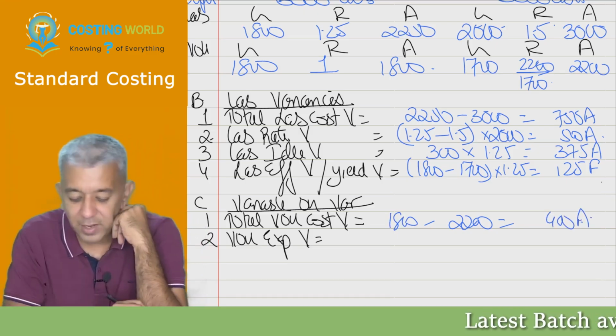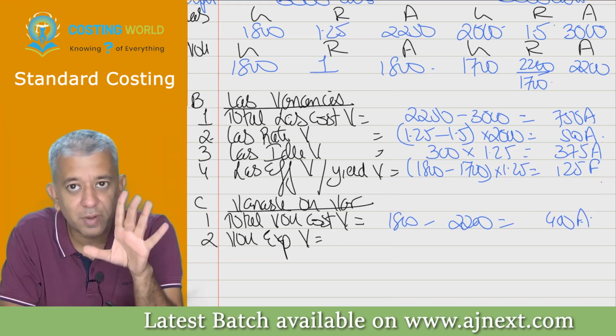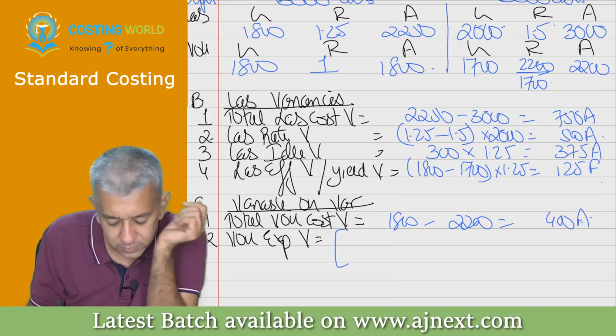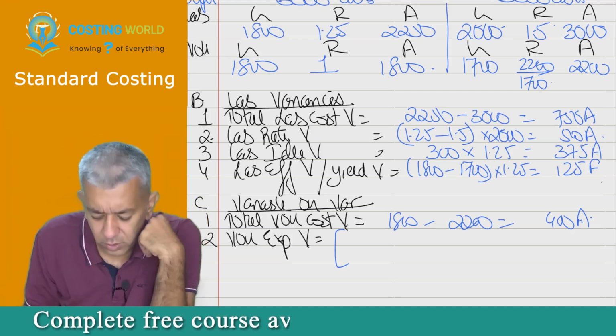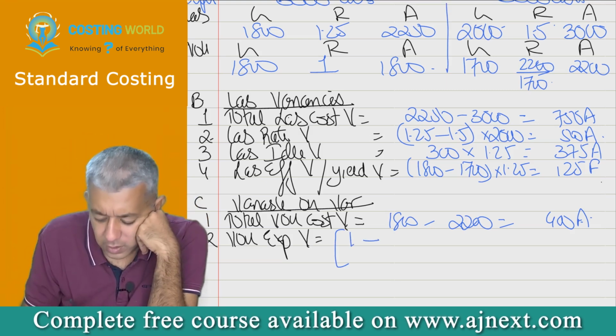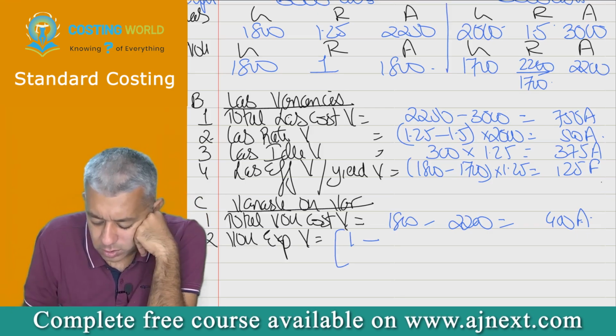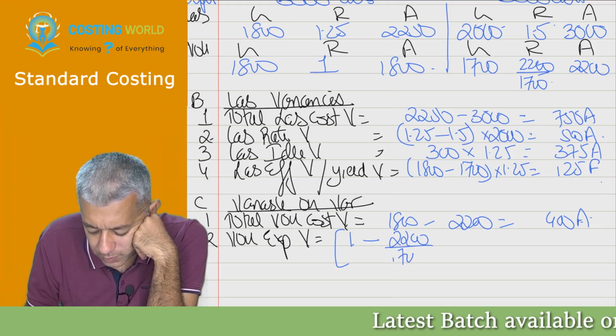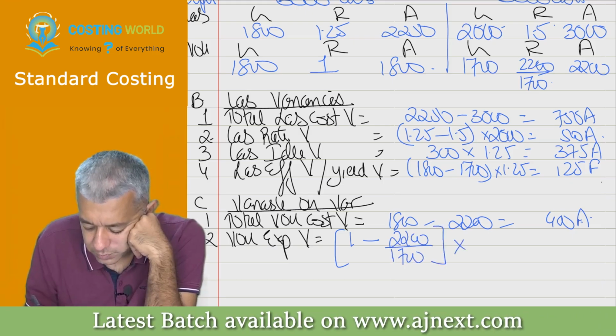Second, variable overhead expenditure variance. Now this everybody will be doing with me. Now tell me the numbers. What should have been the rate? This is rate variance only, no? Tell me what was the actual rate? 2200 upon 1700 into actual hours worked 1700.